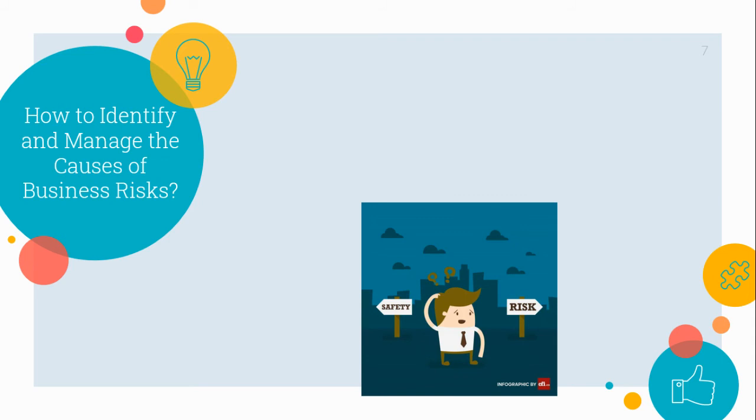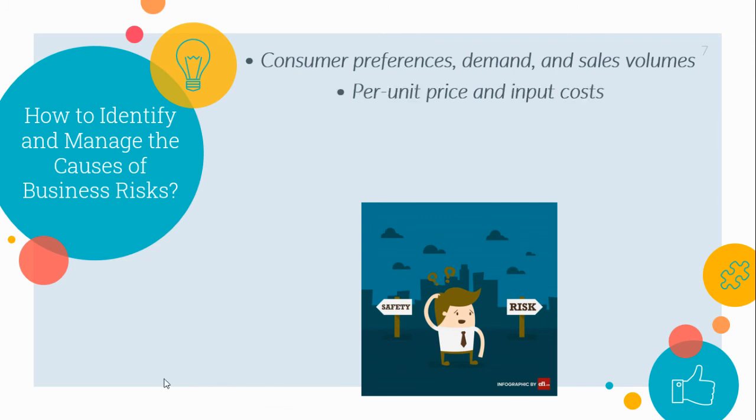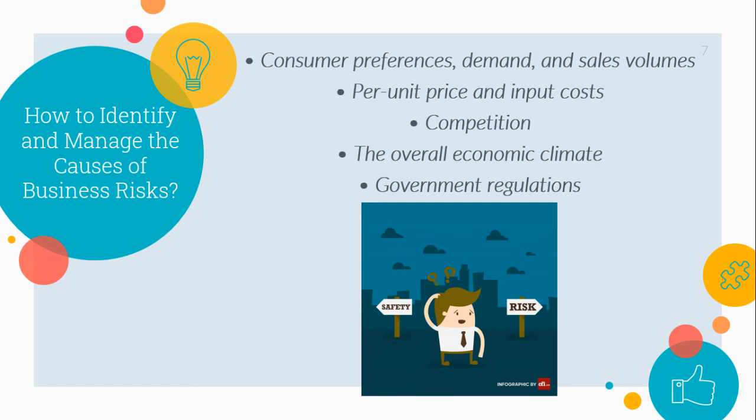Business risk is influenced by a number of different factors, including consumer preferences, demand and sales volumes, per unit price and input costs, competition, the overall economic climate, and government regulations. A company with a higher amount of business risk may decide to adopt a capital structure with a lower debt ratio to ensure that it can meet its financial obligations at all times. With a high debt ratio, when revenues drop, the company may not be able to service its debt, and this may lead to bankruptcy.